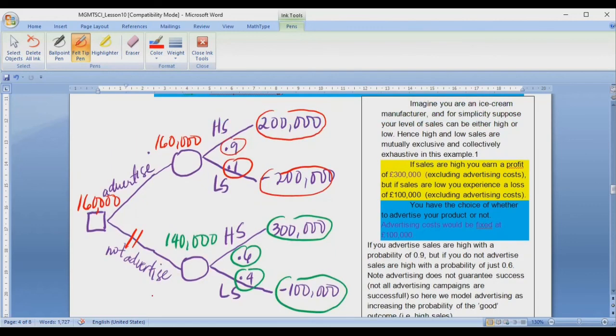Final answer. So, this is our tree diagram. And we analyze the decision tree.